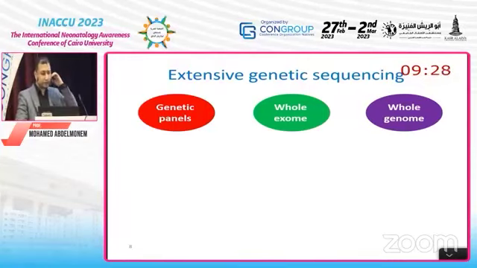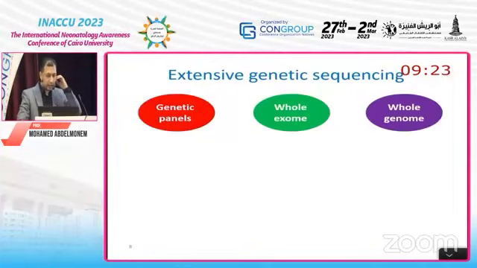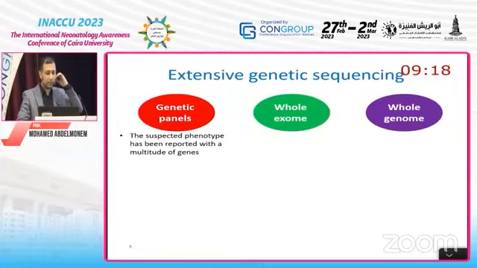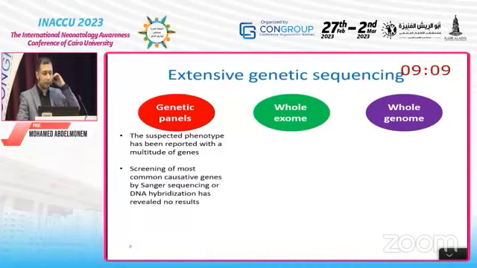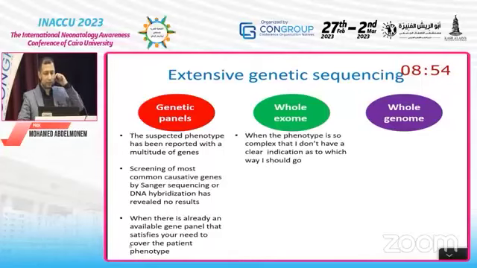There are mainly genetic panels. We usually order genetic panels when we suspect a phenotype that has been reported with a multitude of genes, a whole lot of genes that's very difficult to do by Sanger sequencing, when screening of the most common causative genes by Sanger sequencing or DNA hybridization has revealed no results, and when there is already an available gene panel that satisfies my need to cover the patient phenotype.